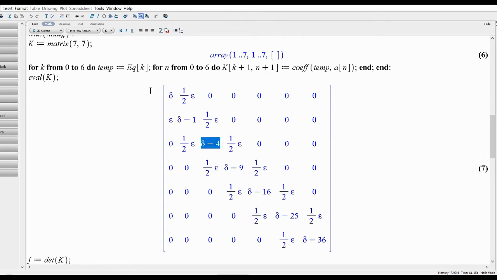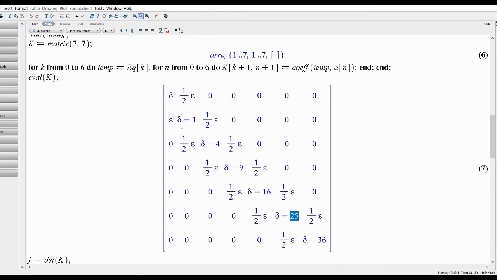And the determinant is delta times (delta minus 1) times (delta minus 4) times (delta minus 9) and so on. So for epsilon equals 0, the zeros are at delta equals 0, 1, that is 1 squared, 2 squared, 3 squared, 4 squared, 5 squared and so on. And all this will actually continue in this direction, if you can see my cursor, towards infinity.